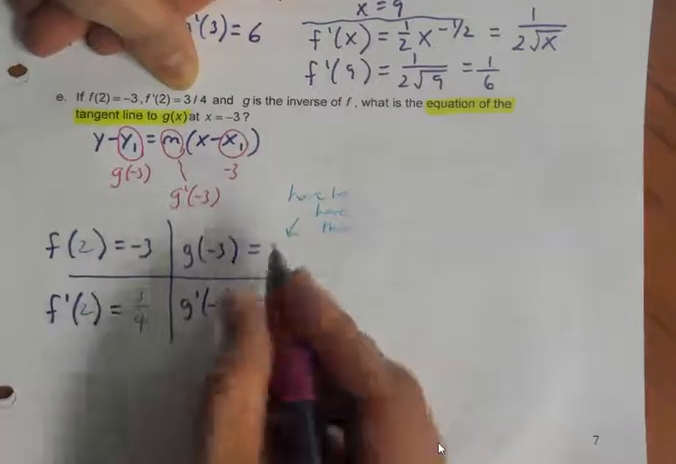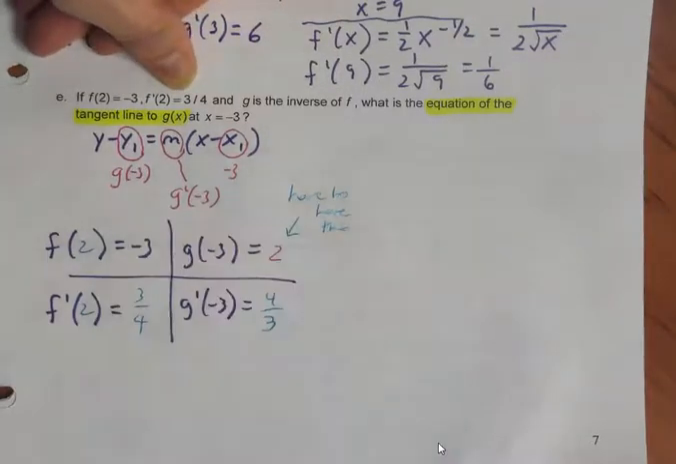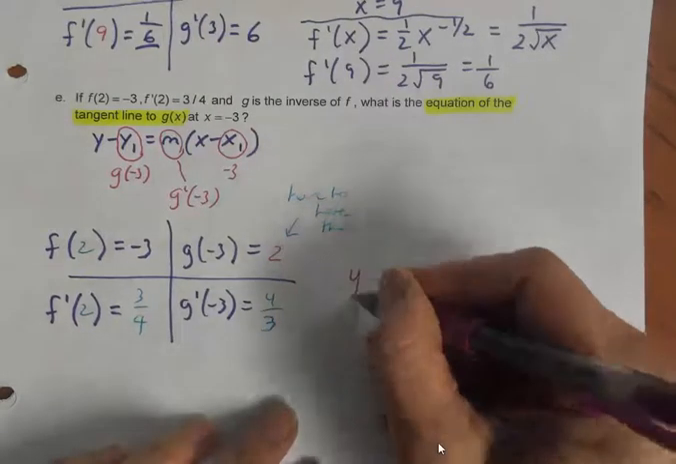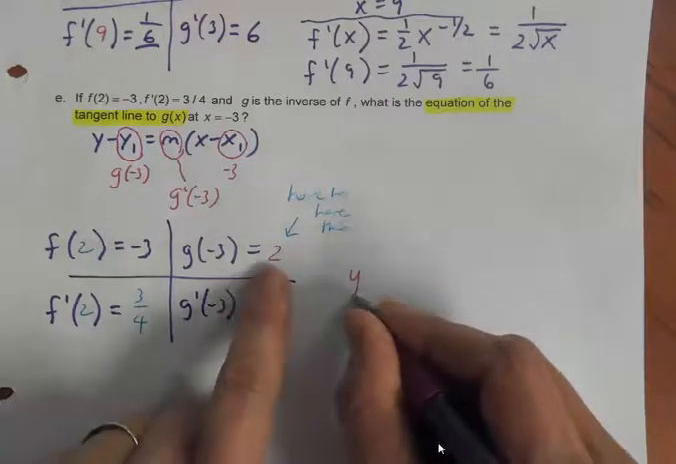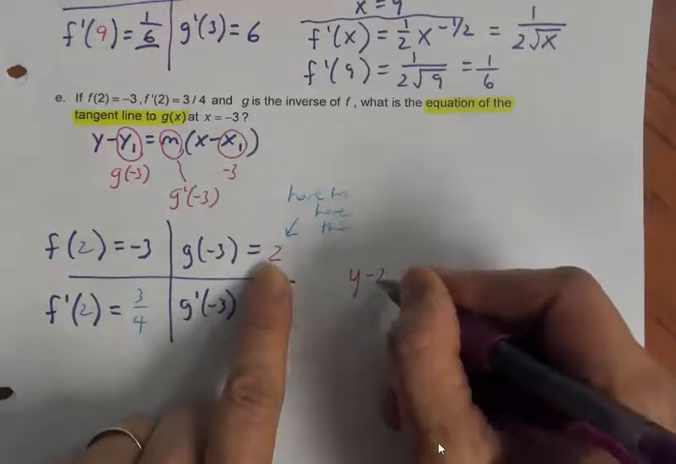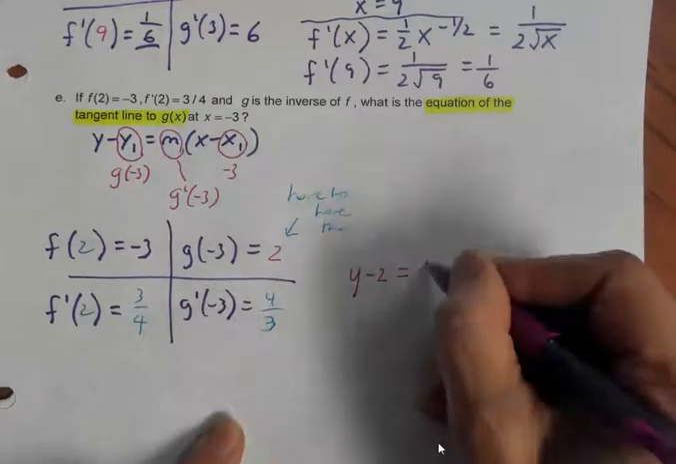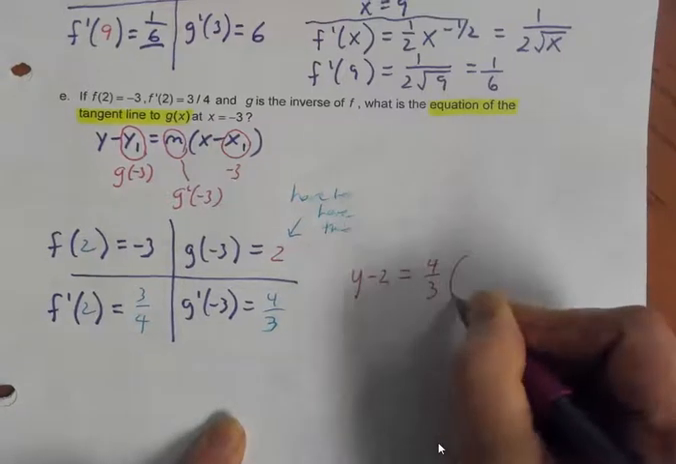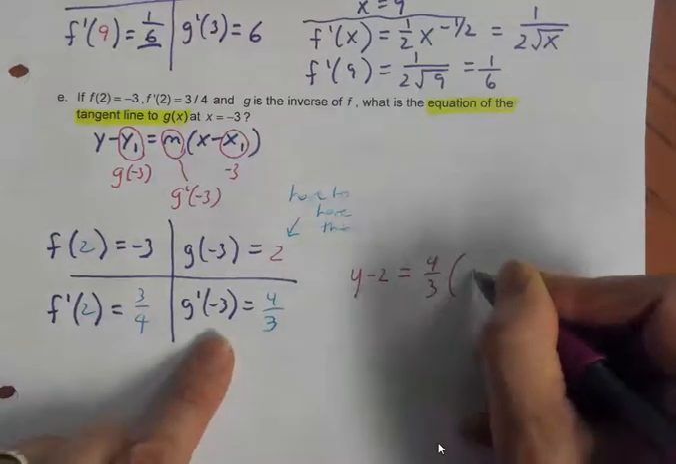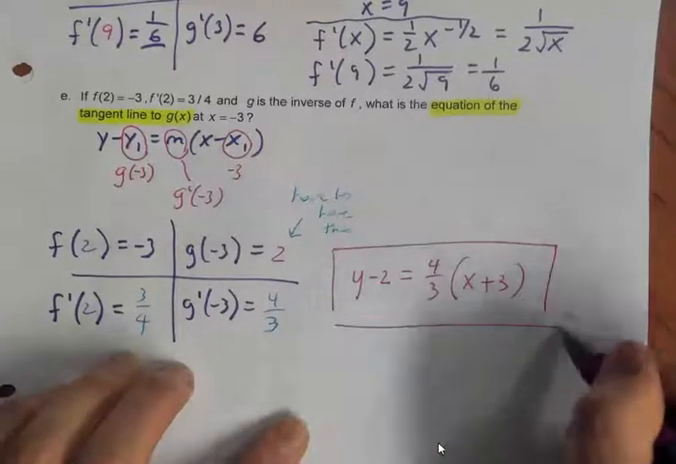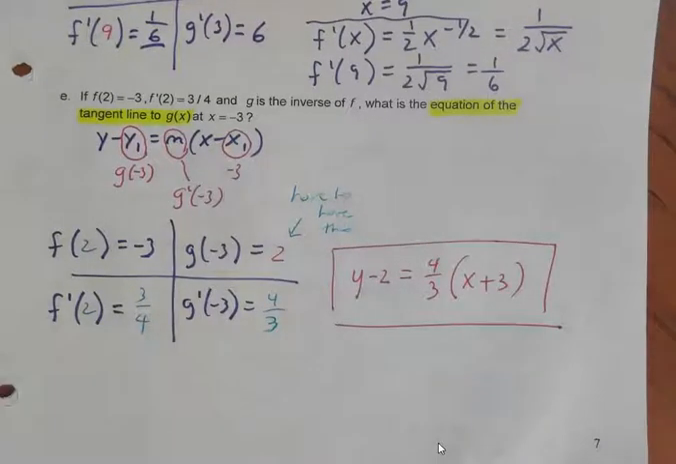So this will have to be a 2. Good. Now I think we're ready to write it. It'll be y, and I'm using this as my y1, minus 2, and that is equal to, my slope is 4/3 quantity x plus 3. The end.